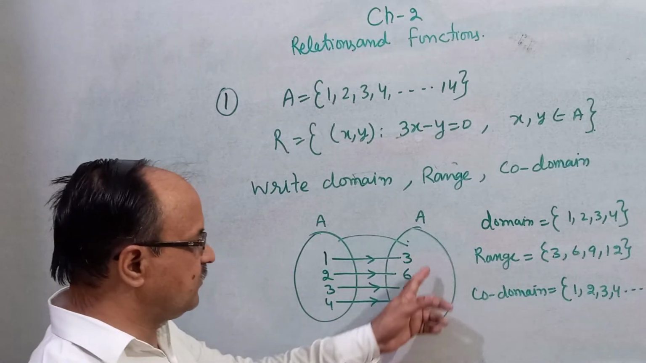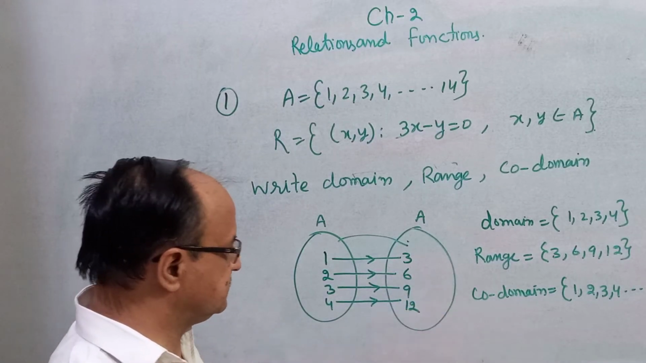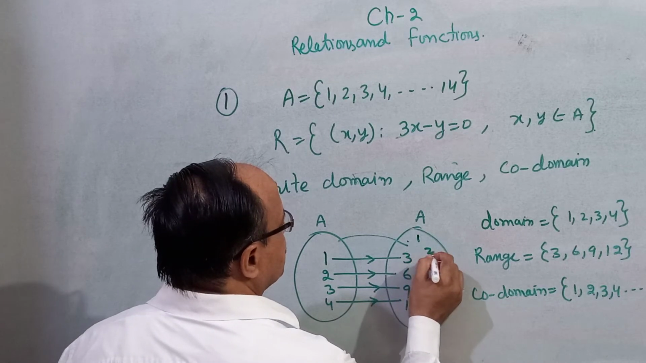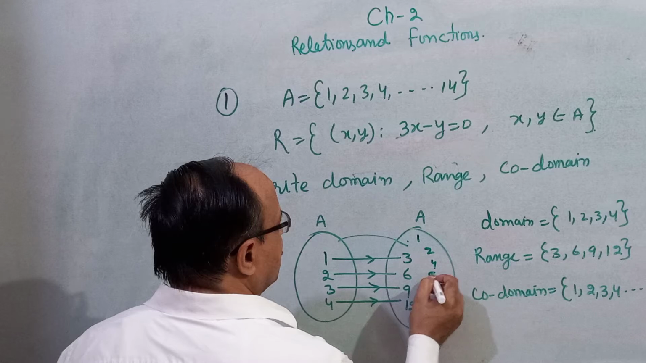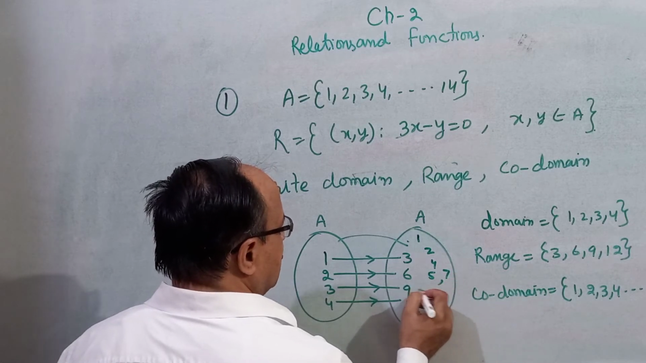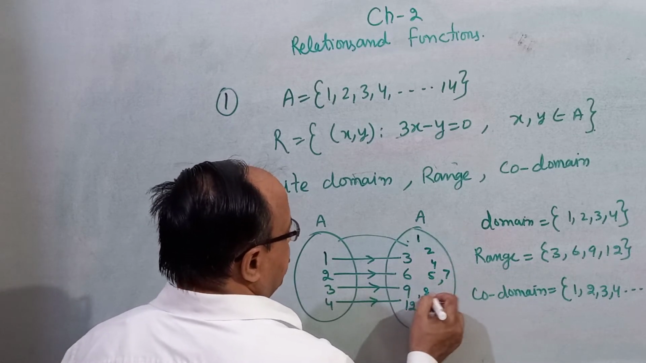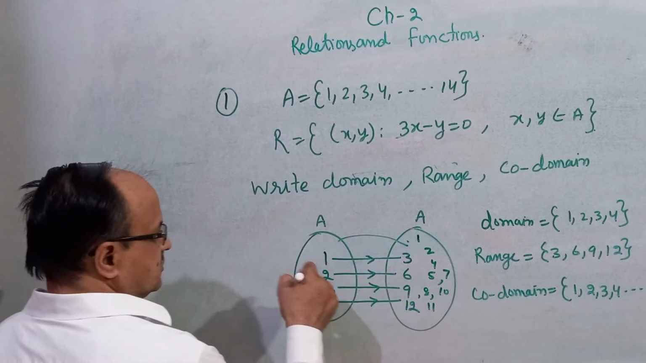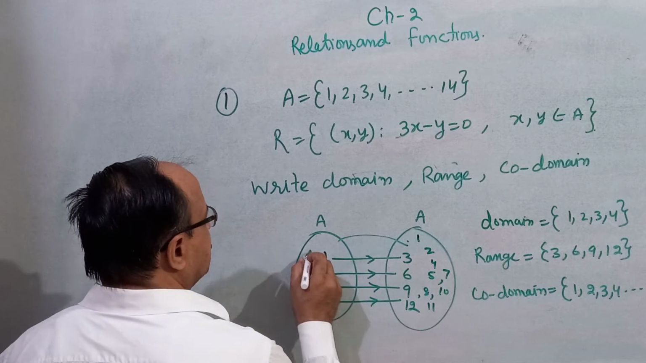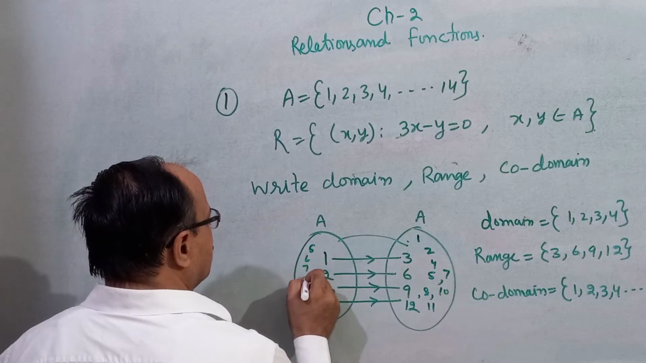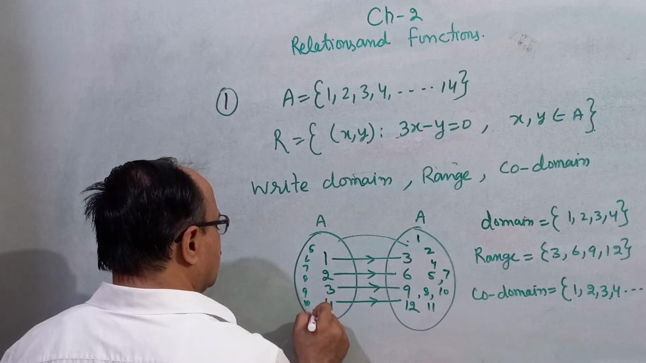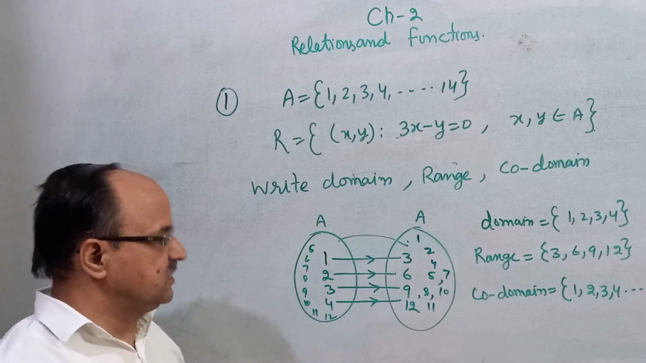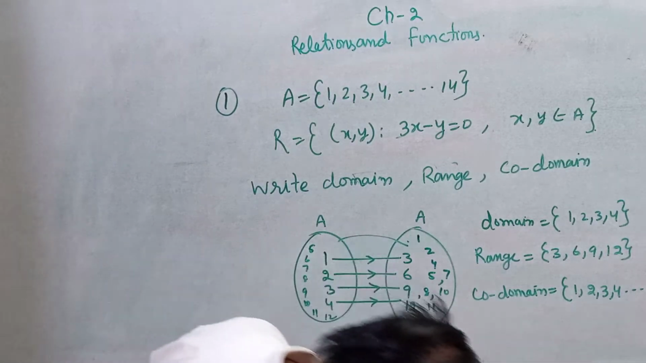Here the remaining elements of the 14 are present in this set. So this is the solution of question number 1.